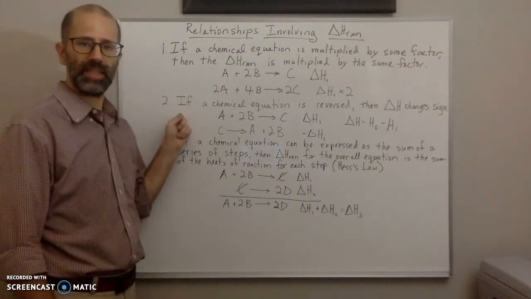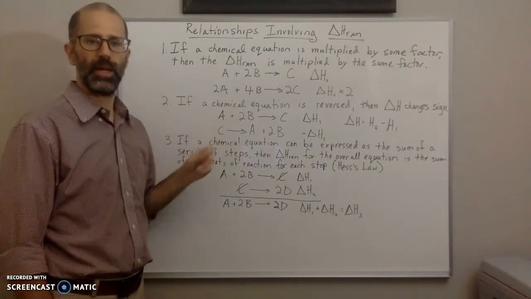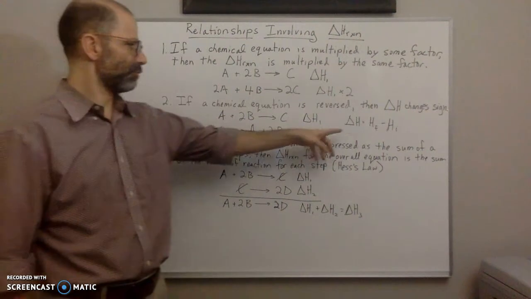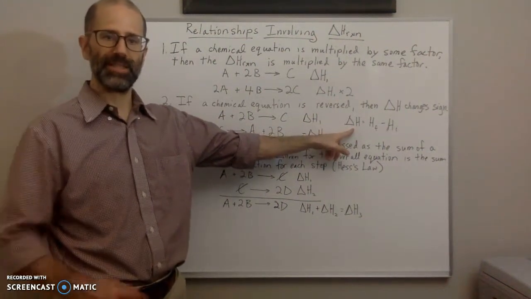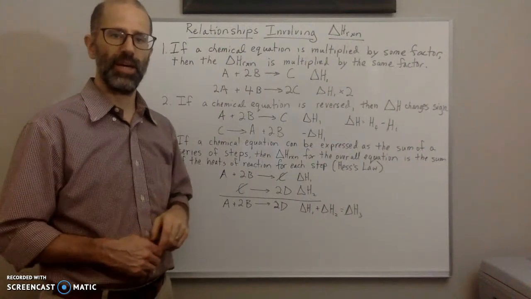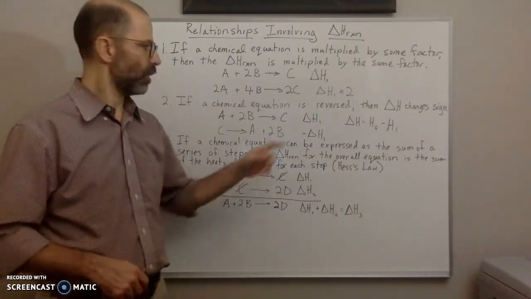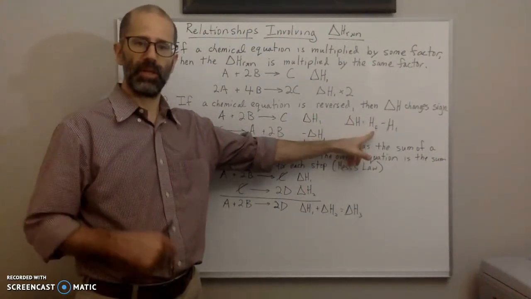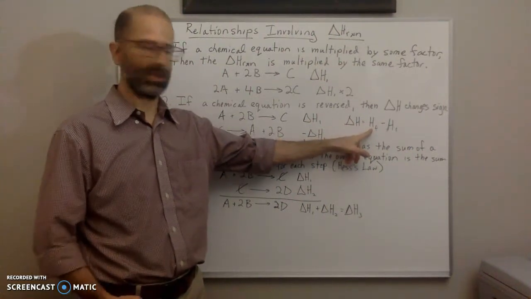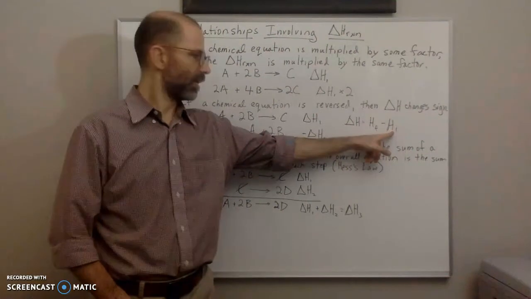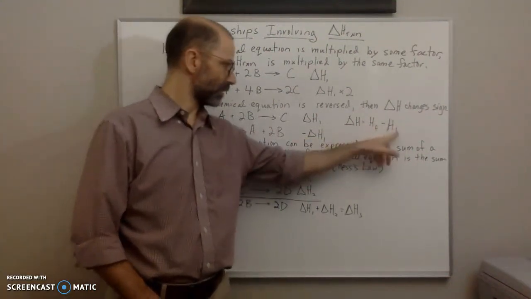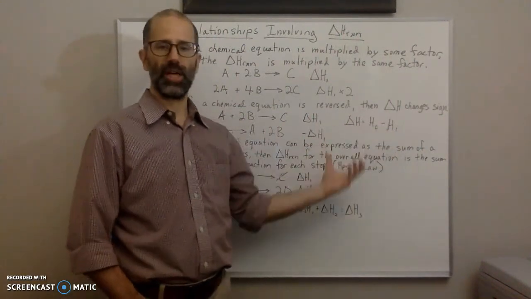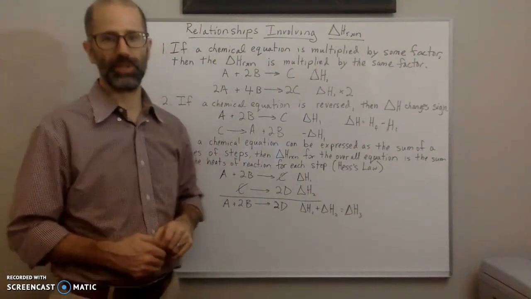The second relationship is if a chemical equation is reversed, then you have to change the sign of the delta H of the reaction. The main reason for this is because delta H of a reaction is a state function. It doesn't depend on how you got there. It just depends on the initial and final states. So if you're going to reverse the reaction, then what you're doing is you're flipping those states. The final state becomes the initial state, and the initial state becomes the final state. And so what used to be final minus initial then becomes initial minus final. So you're flipping those, and so you're going to change the sign. The magnitude doesn't change, but the sign does.